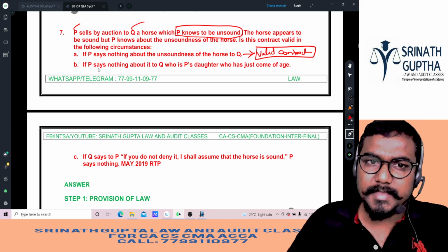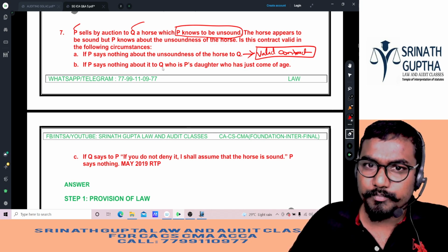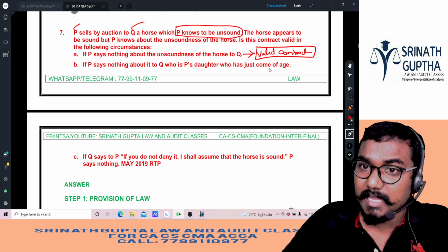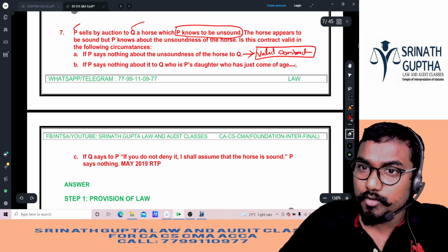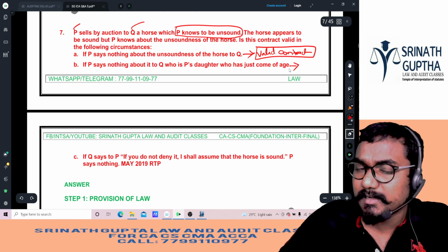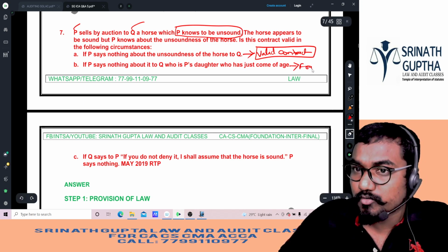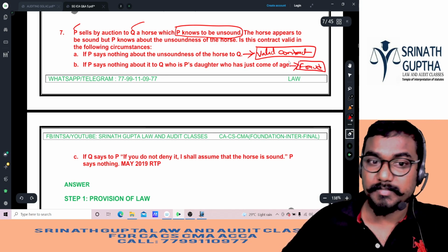Second question. P says nothing about it to Q, who is P's daughter, who has just come of age. Now here Q is the daughter of P. Whether it amounts to fraud, beta? Yes or no? It amounts to fraud because P and Q stand in a fiduciary relationship. Third one.